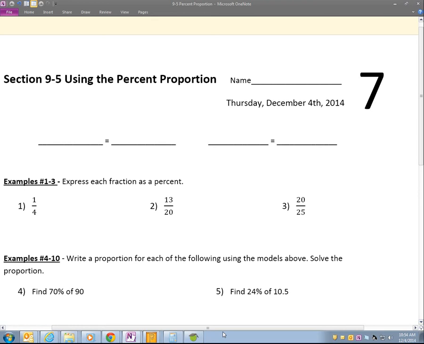All right, so using the percent proportion, there's a couple things that we're going to write in here that is a concept. On the left side is going to be one thing, but the big, huge thing to remember for the day is going to be the one on the right that's written just under Thursday, December 4th. So we have a proportion here, and it's going to be a percentage and a base. Base, spelled B-A-S-E.